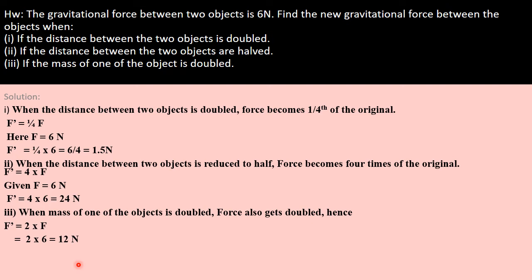If the mass of one of the objects is doubled, the force also gets doubled. So the new force will be 2 times the original force. The original force is given as 6 Newton, so 2 into 6 will be 12 Newton. So hope you got the same answer.